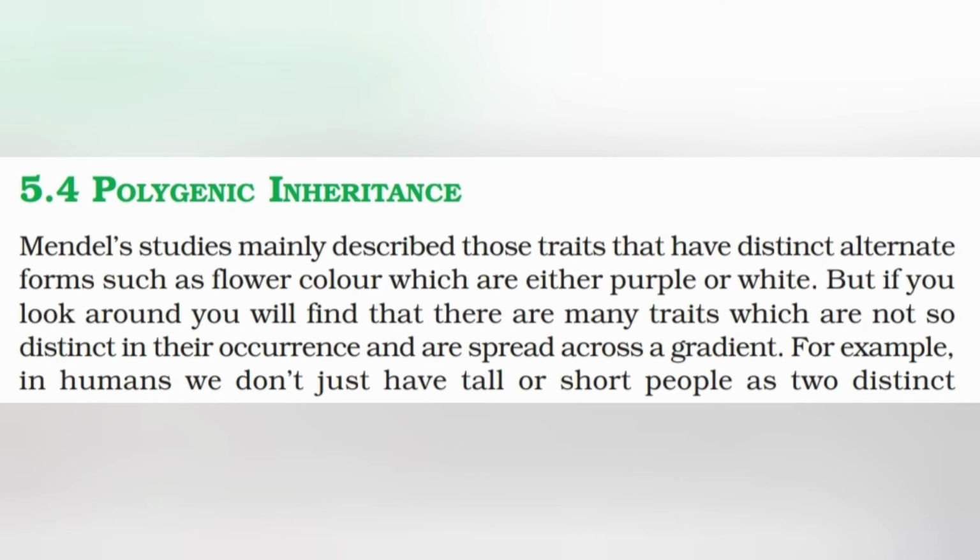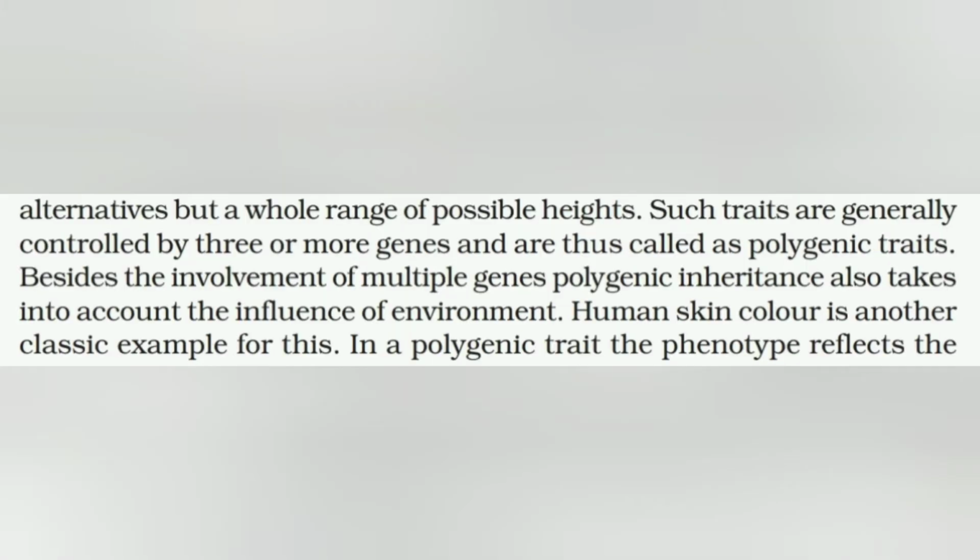For example, in humans, we don't just have tall or short people as two distinct traits, but have all the possible heights. Such traits are generally controlled by three or more genes and are thus called polygenic traits. Besides the involvement of multiple genes, polygenic inheritance also takes into account the influence of environment.